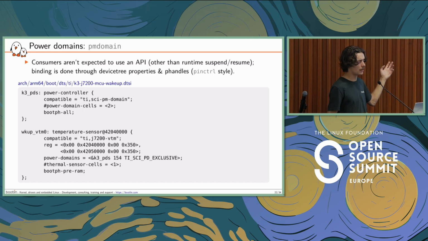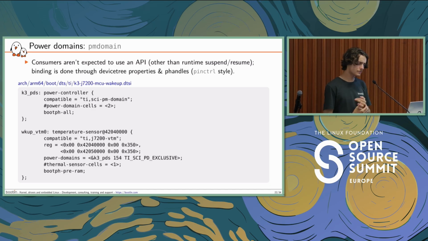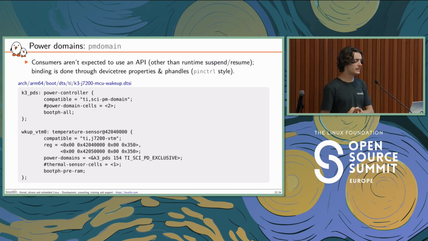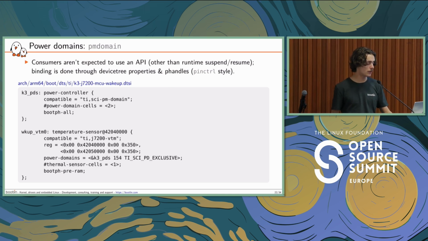So at the top, you have a node that's taken from TI SoC. You have K3 PDS for power domains with an S. So that's a power controller. It has a given compatible. And then it has a number of cells. So that's pretty standard. That's what you do whenever you want to manage resources inside the device tree. The provider gives you a number of cells that you need to pass to it.